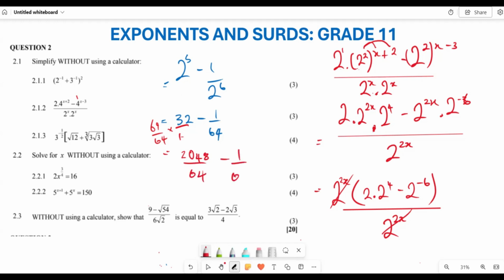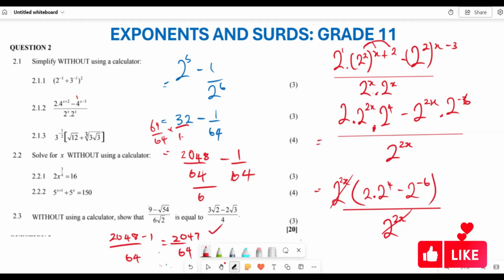Subtract 1 over 64. Now, because both of these are over 64, let me write this here. This is same as 2048 subtract 1 over 64, which means this is same as 2047 over 64 altogether. Now, there's no way that I can solve this further, right? So which means this is going to be the answer and the response that I am going to get in this particular question, right?